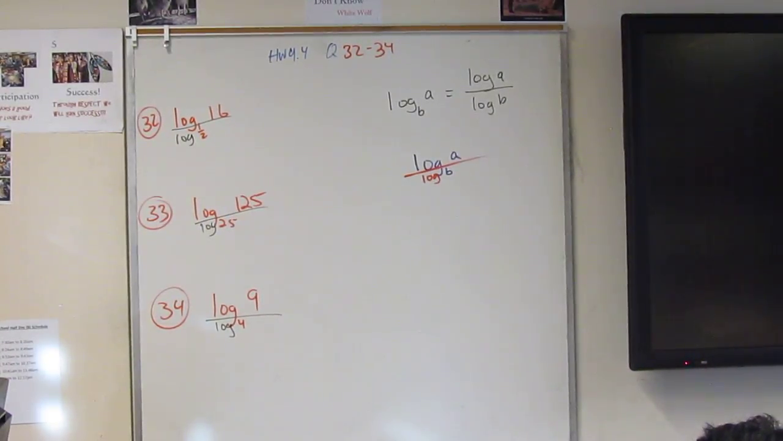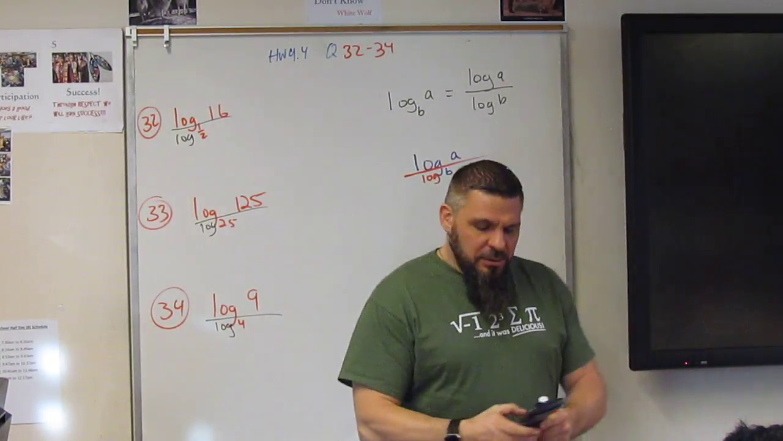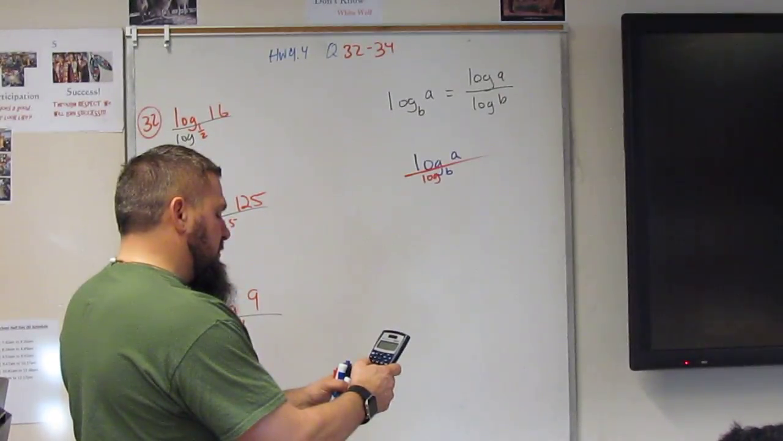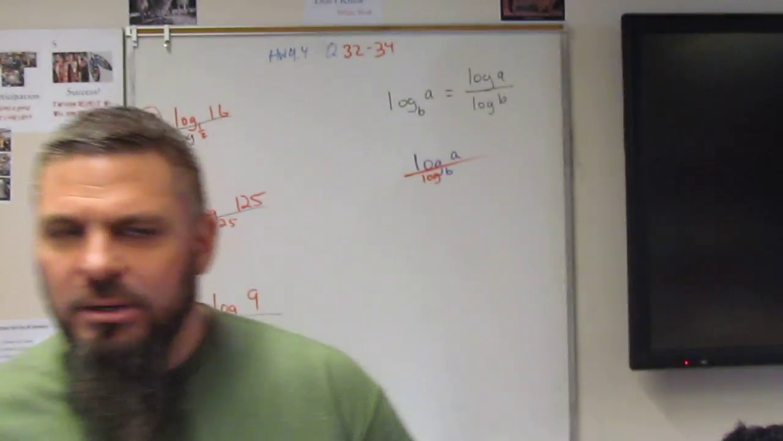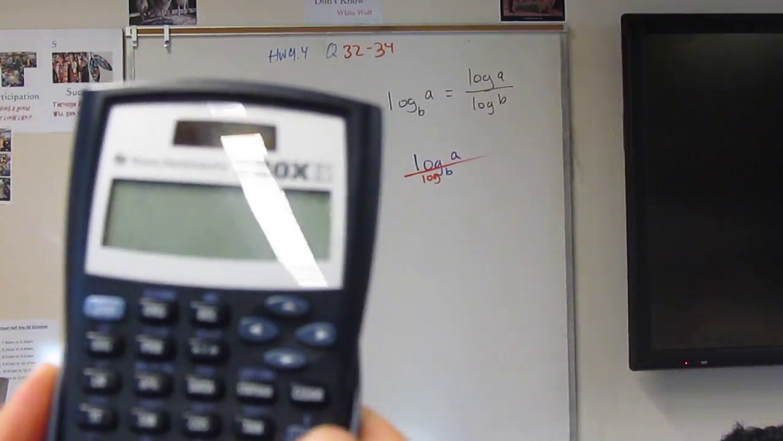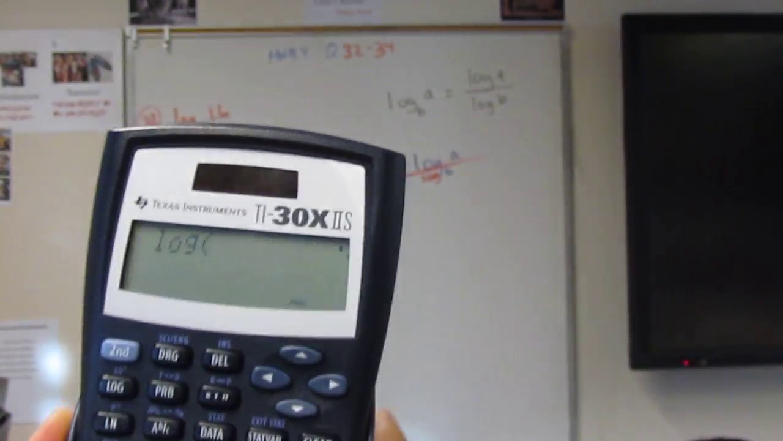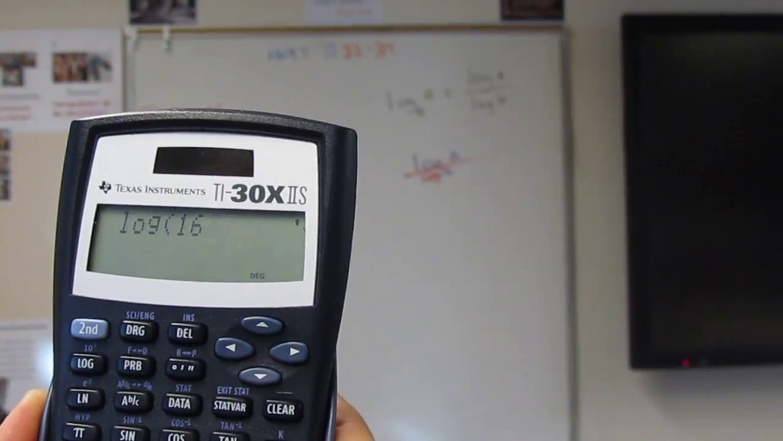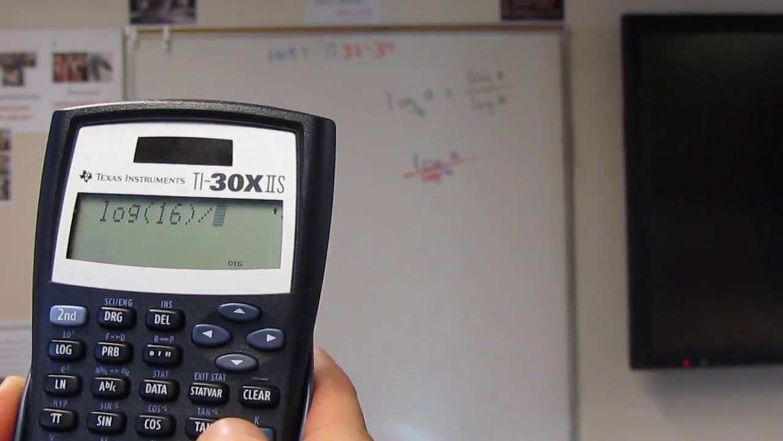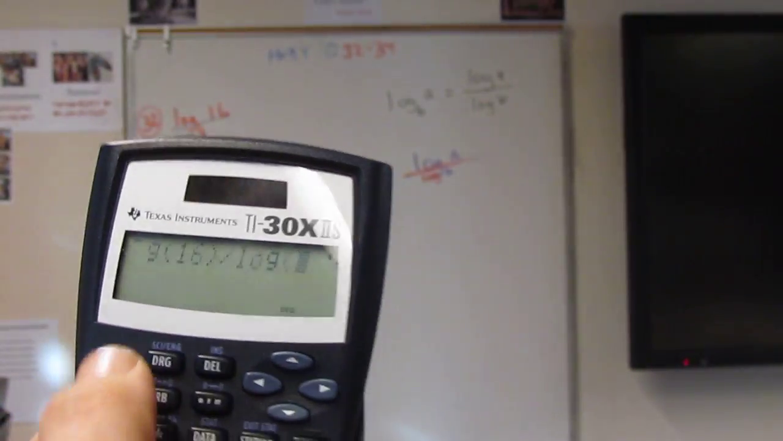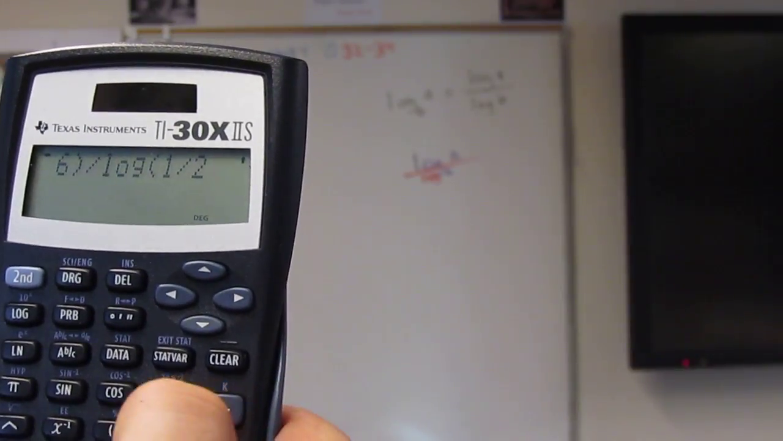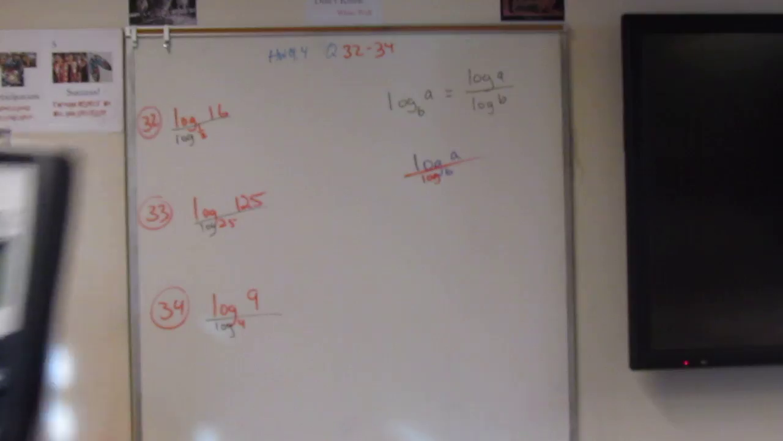I mean, this is calculator work, right? So, in other words, we would go log 16. Where's my log at? Log 16, right? And then hit parentheses, divided by log of 1/2, or 1 divided by 2. And that would be -4.